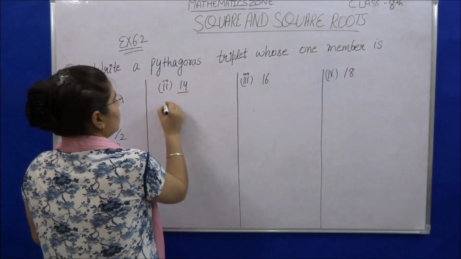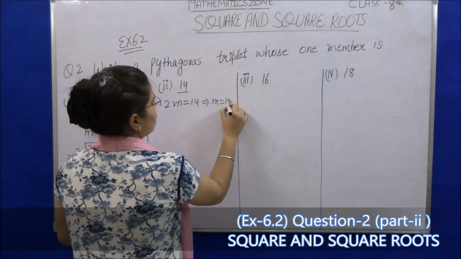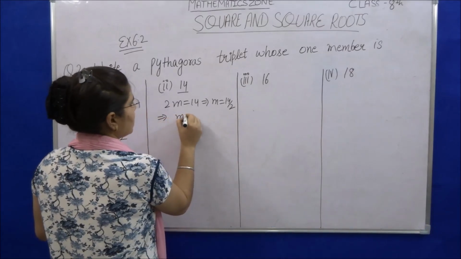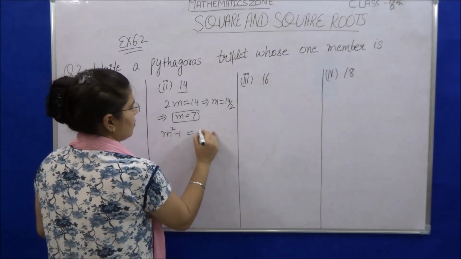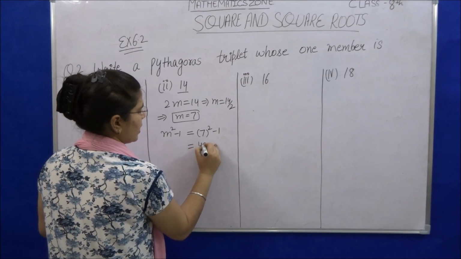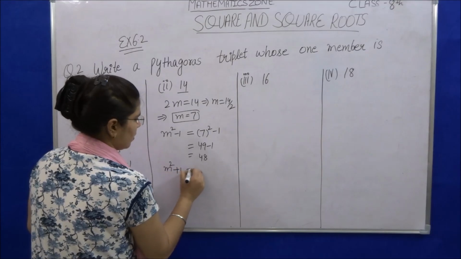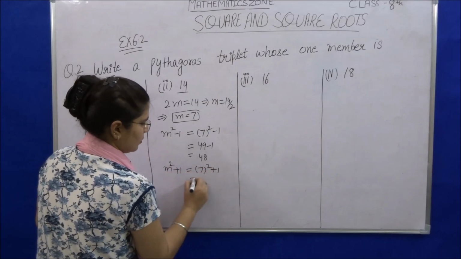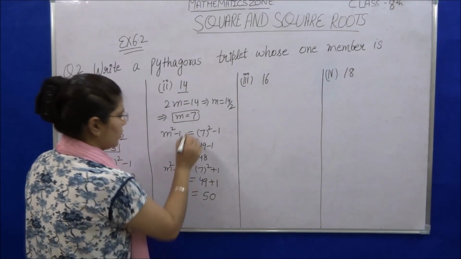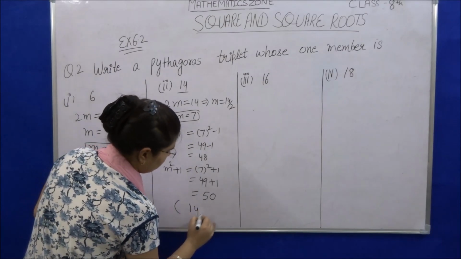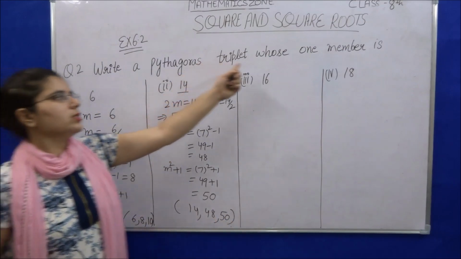Now second is 2m equal to 14. So m will be equal to 14 by 2. Hence m will be 7. Now m square minus 1 will be 7 square minus 1, that will be 49 minus 1, 48. Now next will be m square plus 1, 7 square plus 1, that will be 49 plus 1, that is 50. So in this way three numbers are 14, 48 and 50. So these three are the Pythagoras triplet.